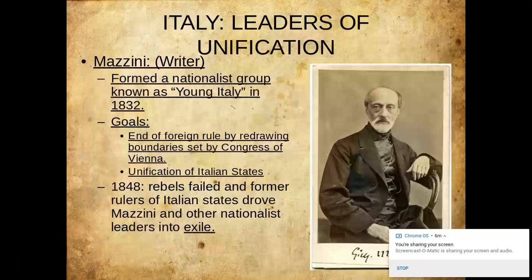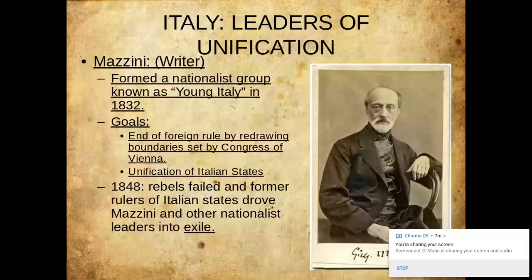He was a writer. That's where a lot of you missed yesterday with this. It's important what organizations they create or are a part of. The nationalistic group in Italy was called Young Italy. It was created by Mazzini. He was a writer, so having the power of the pen, you have the power to write and shape policy. And that's what he's going to do. He's going to use the newspaper to spread his ideas of nationalism. Ultimately, his goals are to end foreign rule, redraw the boundaries set by the Congress of Vienna, and unify the Italian states, going from all these different kingdoms to, boom, all together as one.